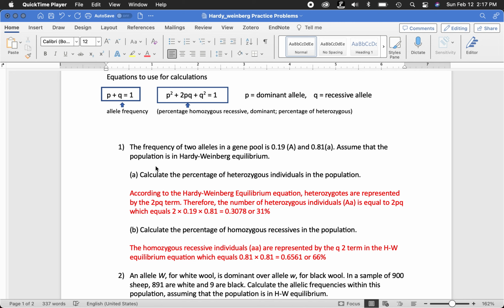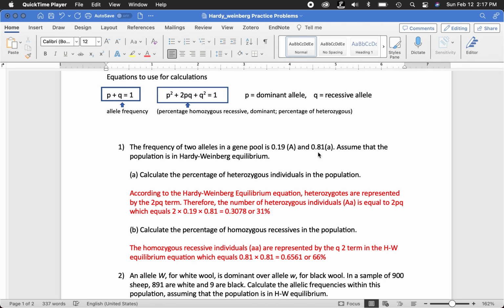So first question is, the frequency of two alleles in a gene pool is 0.19, that's represented by large A, and 0.81, which is represented by little a. So you already know the allele frequency of the dominant allele and the recessive allele. The dominant allele of 0.19 is also the same thing as saying 19%, and this is the same thing as saying 81%.